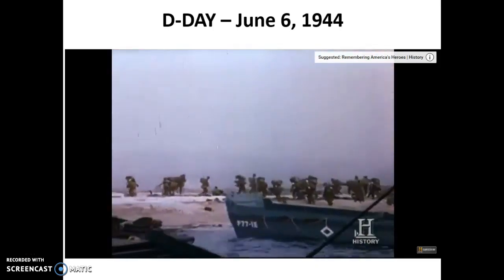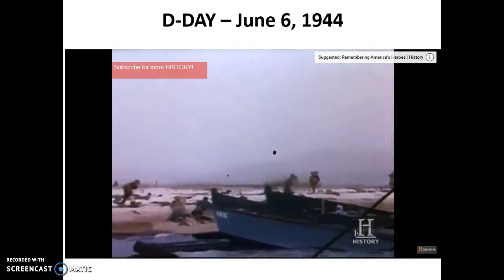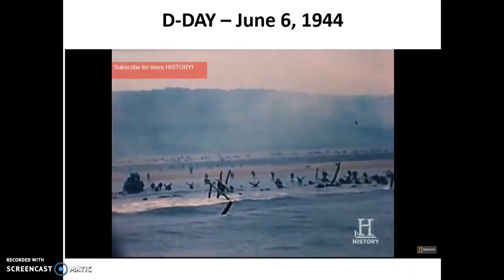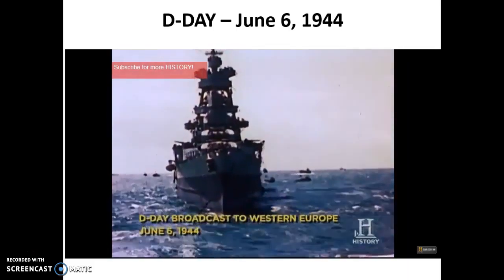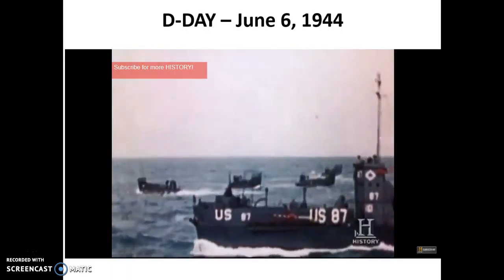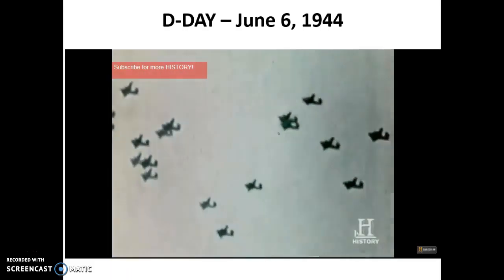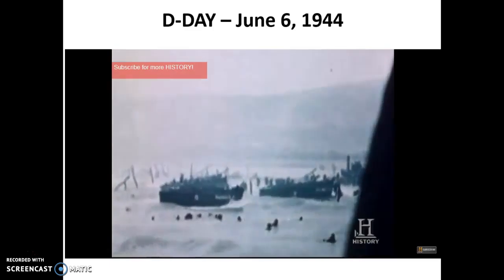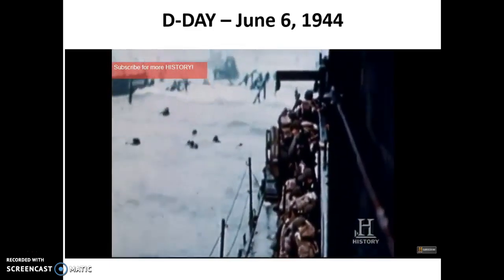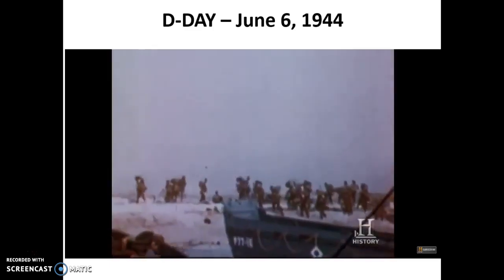The following communique has just been issued by Supreme Headquarters, Allied Expeditionary Force. Under the command of General Eisenhower, Allied naval forces, supported by strong air forces, began landing Allied armies this morning on the northern coast of France.